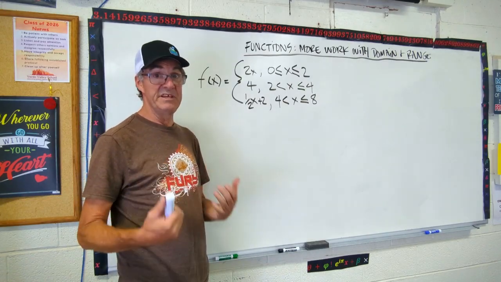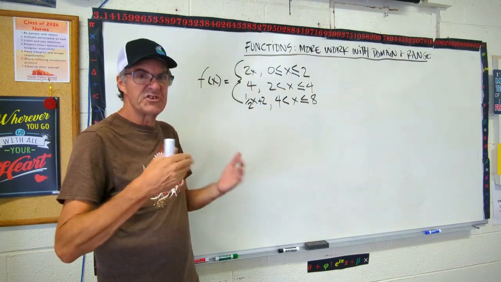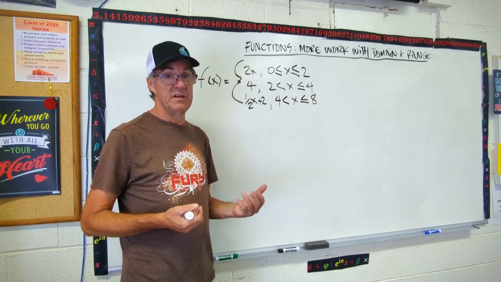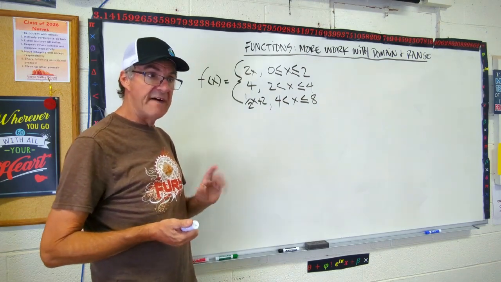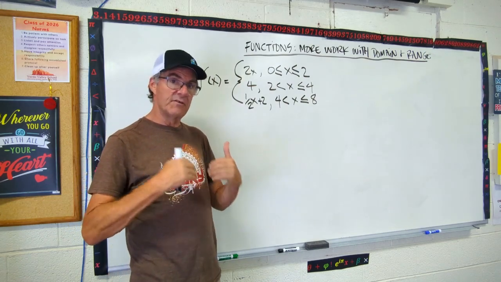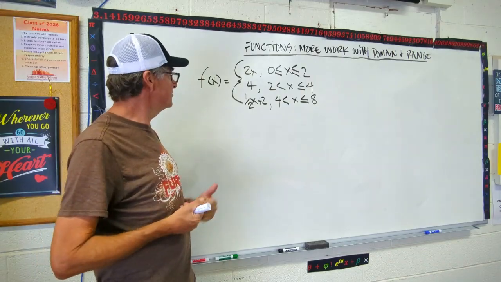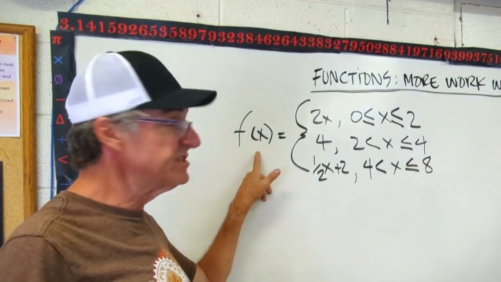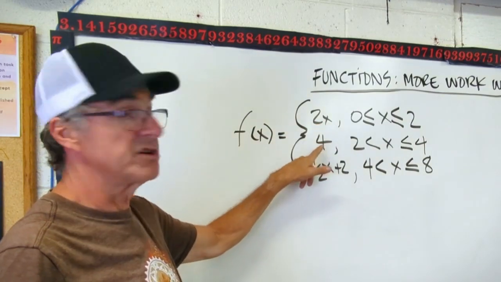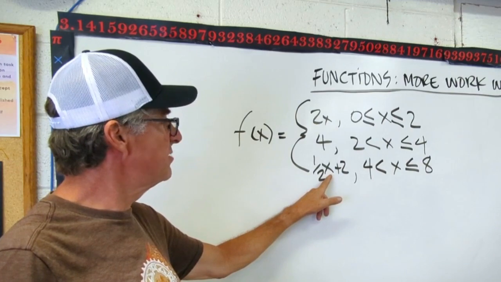Here comes a piecewise function. And these are just kind of interesting, strange, maybe a little bit more complicated functions. But all you have is, in this case, 3 functions that govern different ranges or different domains for x. Okay, so let's check this out. We're defining f of x as 3 different functions. There's 2x, there's 4, remember that's a horizontal line, and then there's 1/2 x plus 2.